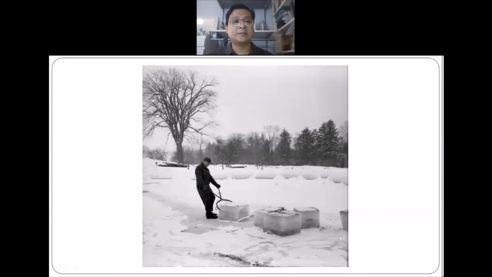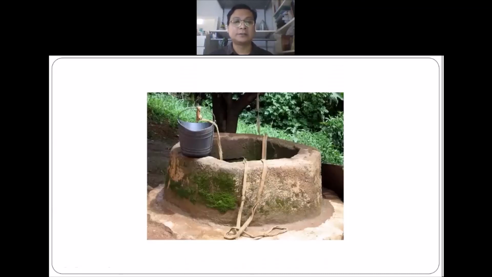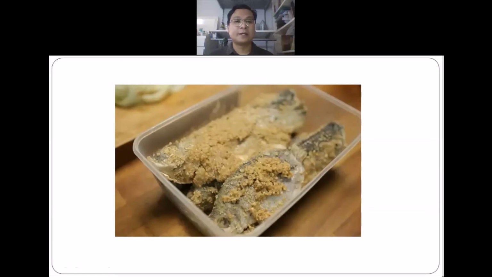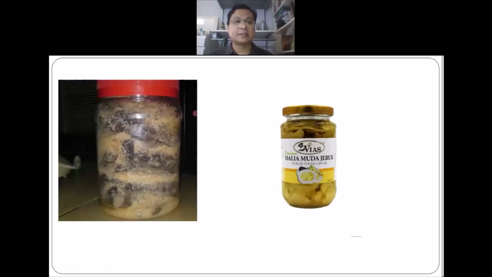And then by using ice blocks inside the spring house, by using water also. This is an example of a product in food storage. Yes, this one.